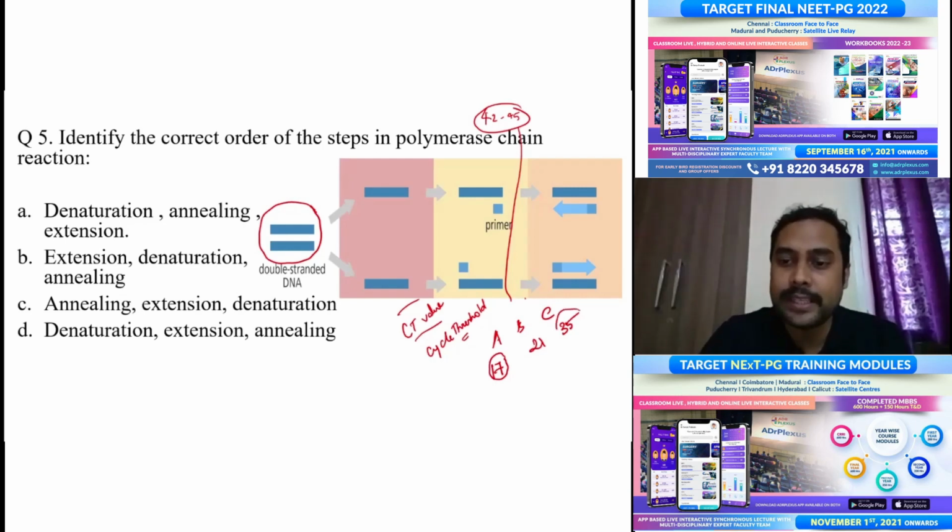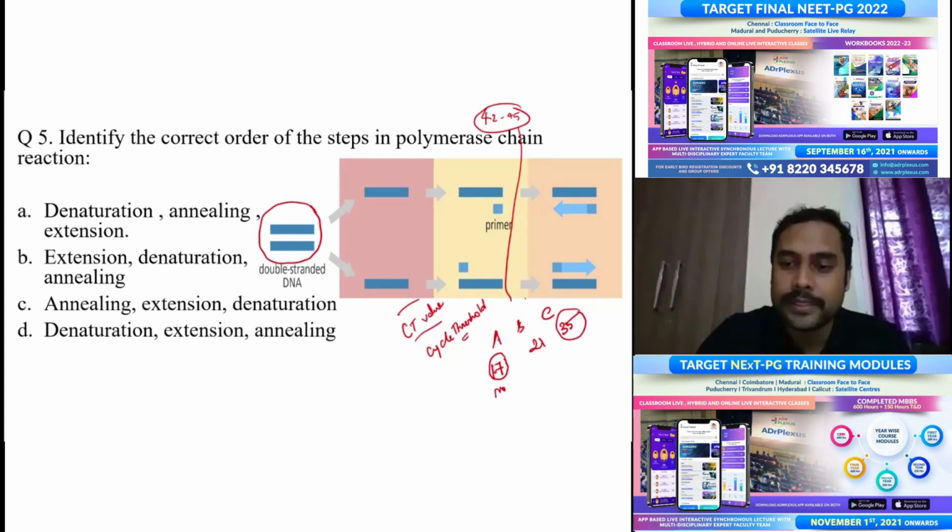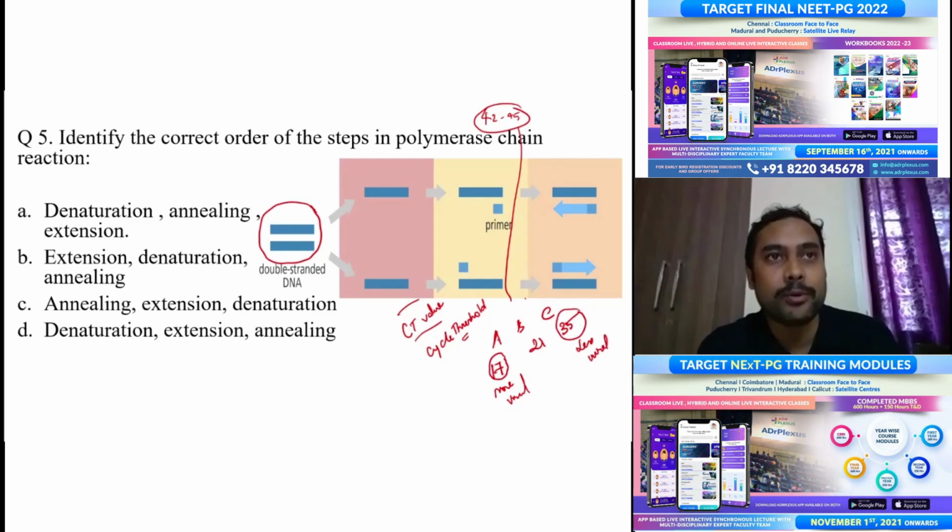The person hitting the threshold at 35 cycles had very little material at the start. Because of the amplification, he reached the threshold at 35 cycles. Now this can be extrapolated crudely: this person will have less viral load, and viral load is directly proportional to transmission. They are not worried about the sickness.